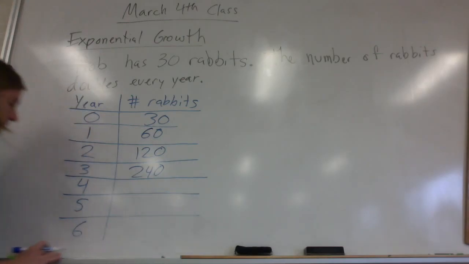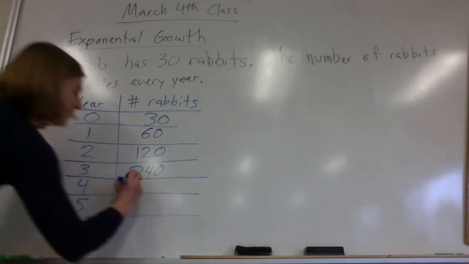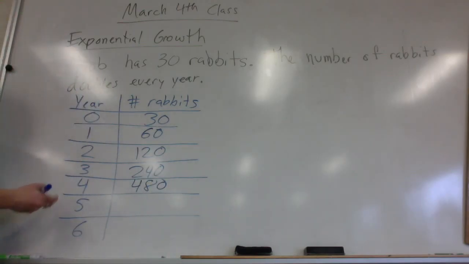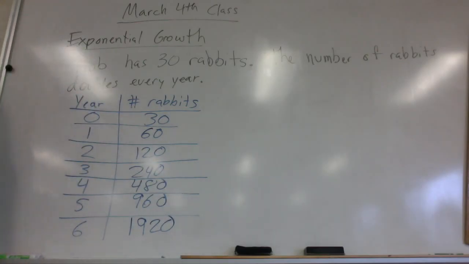Go ahead and fill in the rest of these. It's a lot of rabbits. That's fine, use your calculator. So, how many after 4 years? What's 240 times 2? 480. After 5 years? 960. After 6 years? 1,920. Okay, so in just 6 years, he can have 1,920 rabbits, starting from 30.